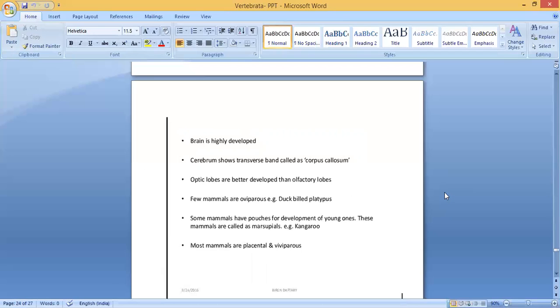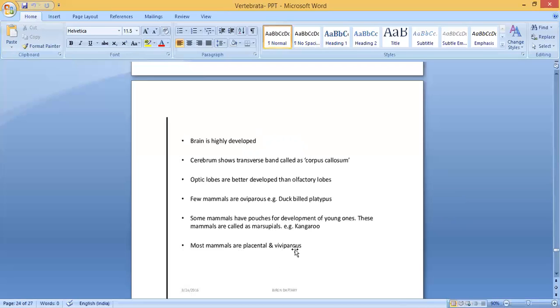Some mammals have pouches for development of young ones. These mammals are called marsupials. Kangaroo is an example. Some mammals have a pouch because the baby is not completely matured before it comes out. So the baby is protected inside a pouch. These mammals are known as marsupials. Example, kangaroo.